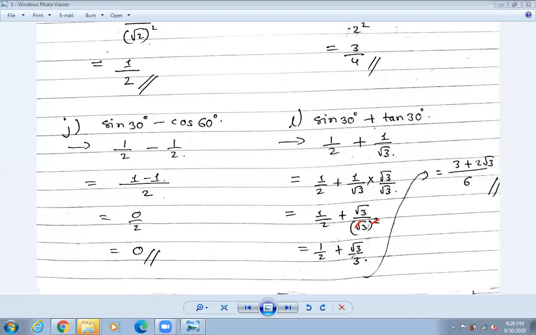So the LCM of 2 and 3 is 6. Since they are not divisible, we multiply them, so that's why they are different numbers. So 2 times 3 is 6, which is our LCM. Okay, so 3 must be multiplied this side and 2 must be multiplied this side. So 3 ones are 3, 2 ones are 2, there is still √3, so write down √3. So (3 + 2√3) divided by 6 is our answer. Understood or not? We need to know how to do the LCM. Okay, so let us go to the next number.